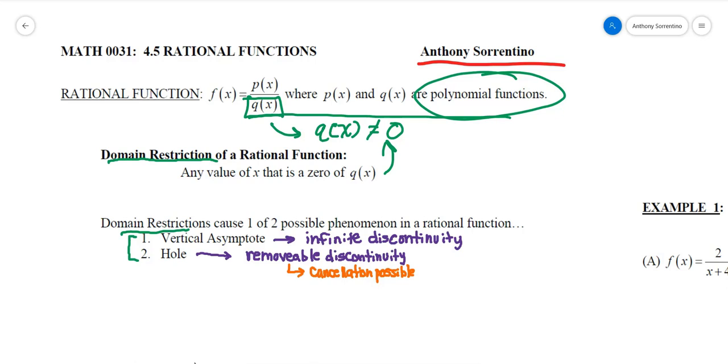So let's see how we could identify what these are. Let's have a look at example 1. Examples 1, 2, and 3 are basically the same four functions. We're just looking for different parts of them, and eventually, in example 3, we could write a graph of the function. So in example 1, we're just going to try to identify any vertical asymptotes or holes in it.